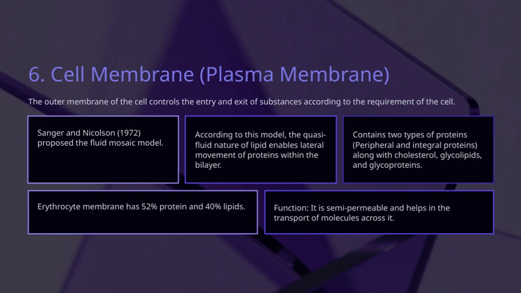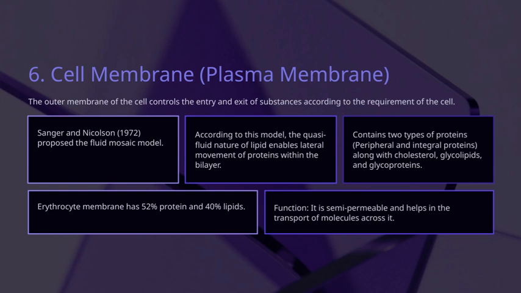In erythrocytes, or red blood cells, the membrane composition is roughly 52% protein and 40% lipids. This specific balance plays a vital role in the cell's flexibility and functionality. This model was proposed by Singer and Nicolson in 1972 and has since been fundamental in understanding cell structure.